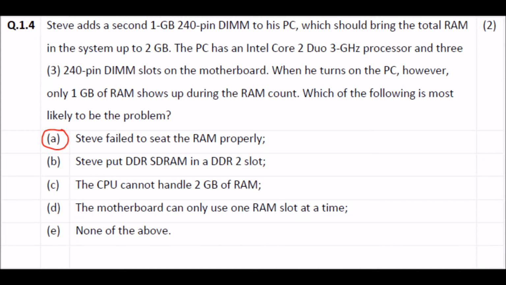All right. So if you look at a question like this, you've got a 1 gig 240 pin DIMM that's running on a specific machine, to put it up to 2 gigs of RAM. And then they mentioned that you're running an Intel Core 2 Duo 3 gigahertz processor, and you've got three slots on the board. Some of that content is not relevant, because if you look at the actual question, when this individual boots up his machine or runs RAM count, it's still sitting at 1 gig of RAM.